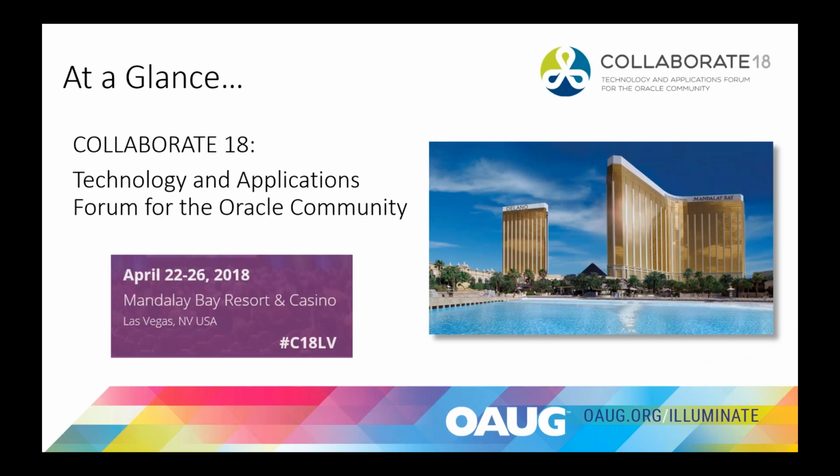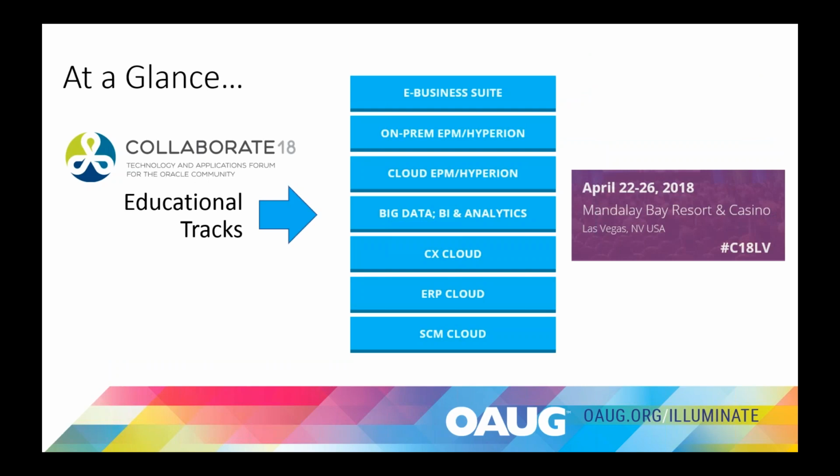So to get started, as you probably already know, Collaborate 18 is at the Mandalay Bay Hotel in Las Vegas. It's running April 22nd to April 26th, Sunday through Thursday. And generally speaking, as with most Collaborate conferences, these are the session tracks. As you can see, nothing surprising there, but what you might see is that we really have two specific tracks that relate to EPM and Hyperion.